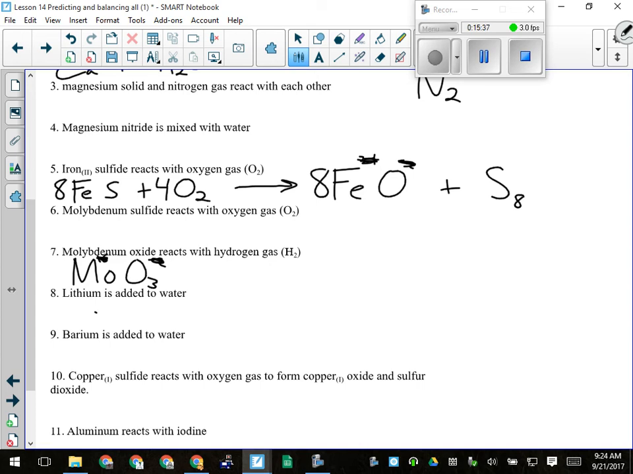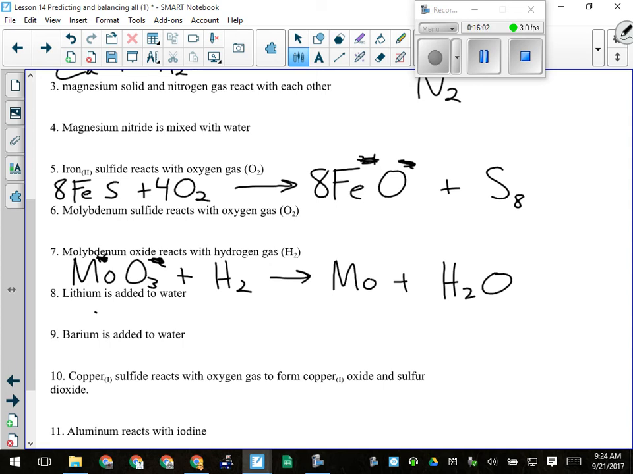All right, it's going to react with hydrogen gas, and when hydrogen gas is by itself, it acts as a metal. So hydrogen is going to switch places with which part of this? With the molybdenum. That means molybdenum is going to end up by itself, and hydrogen is going to end up with oxygen. And it usually does so like that.